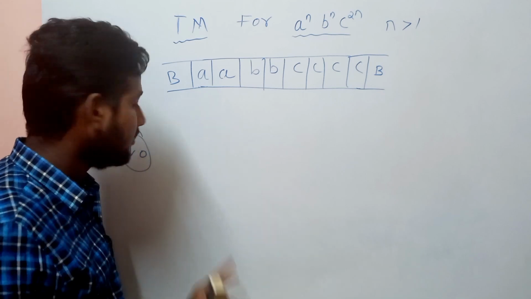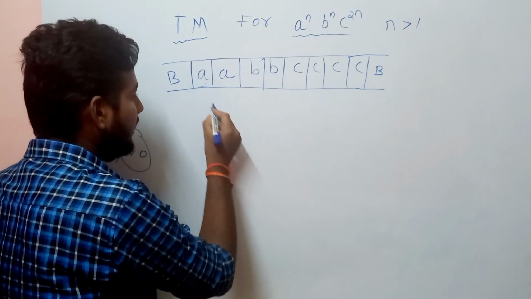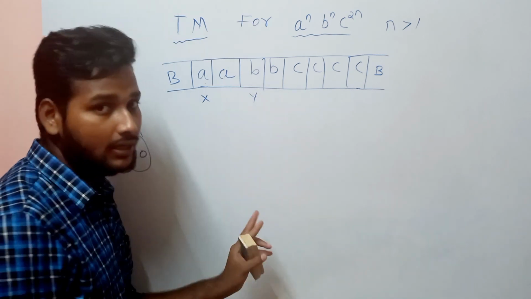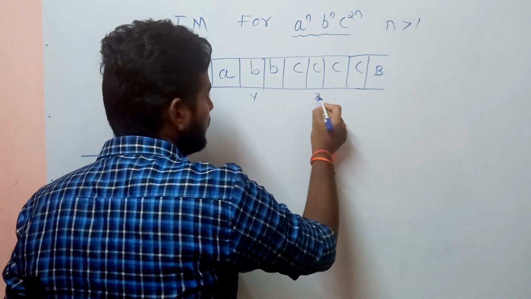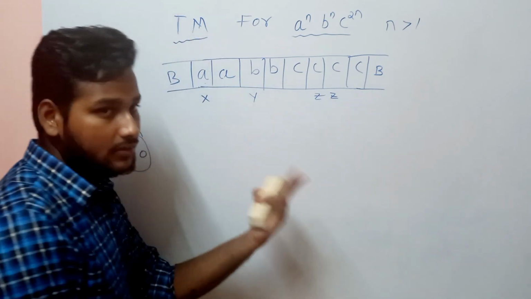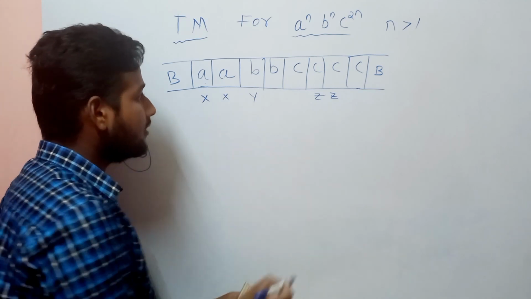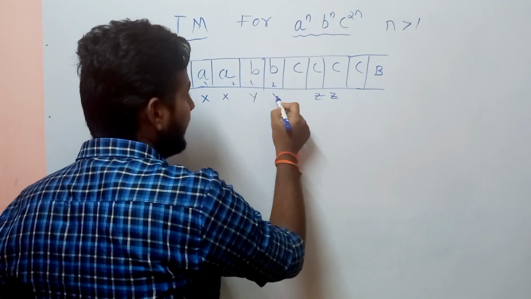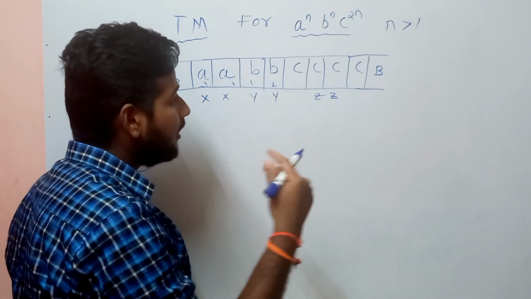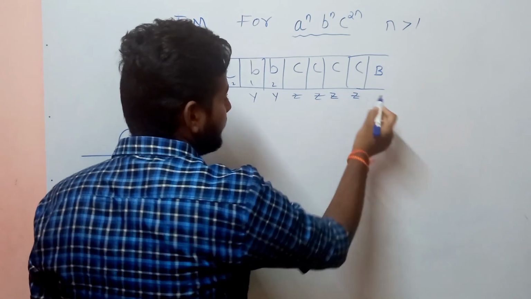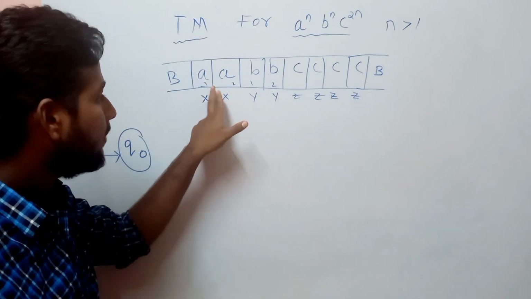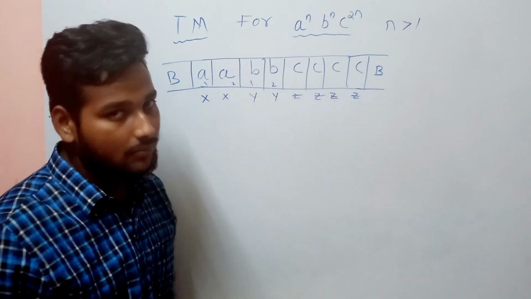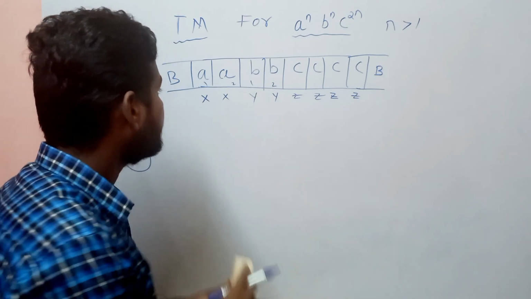The main functionality of this Turing machine is to read A and make it X, search for the B and make it Y, search for two C's and make these two C's Z, then search for the second A and make it X, search for the second B and make it Y, and search for another two C's and make them Z. So the string has an equal number of A's followed by an equal number of B's, followed by double that number of C's.